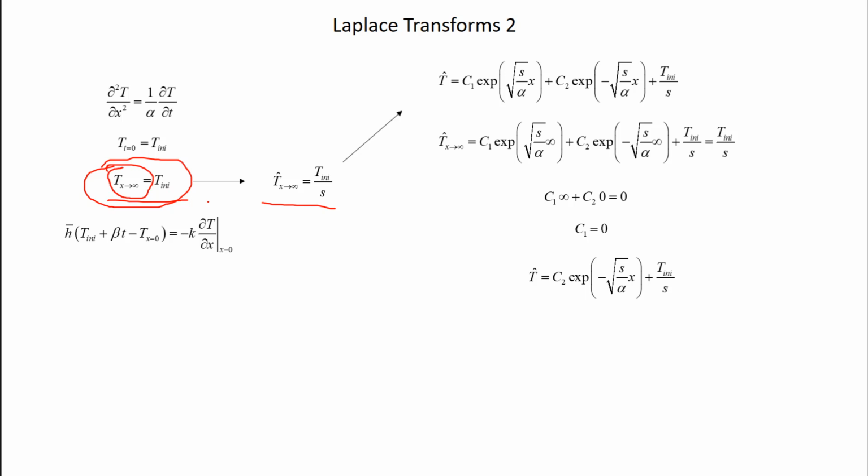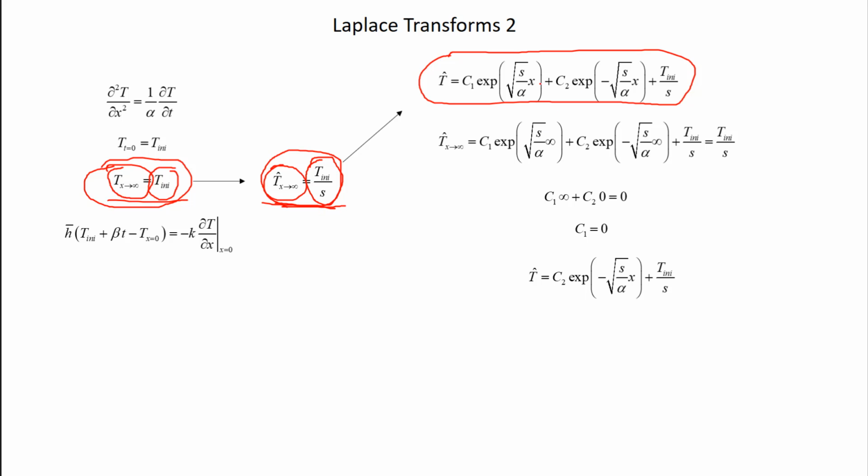On this side I have T hat as x goes to 0, and on this side I have a constant. The Laplace transform of a constant is that constant divided by s. So here's my boundary condition in the S domain. I have to make this solution here satisfy this boundary condition. So I plug in x equals infinity here and here, and I set it equal to T initial divided by s.